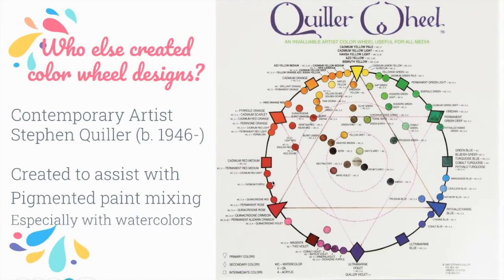Who else created color wheel designs? This one is created by a contemporary artist. His name is Stephen Quiller. He's still alive today. He was born in 1946. He created the Quiller wheel to assist with pigmented paint mixing.